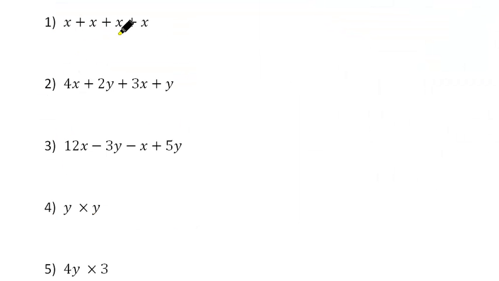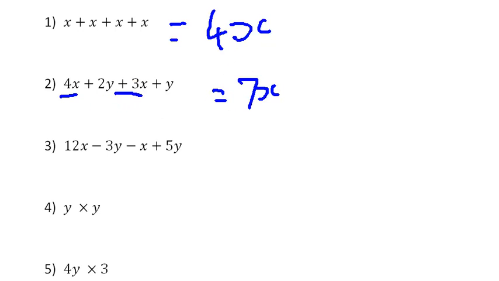Simplify the following: x plus x plus x plus x. Well, there's 4 x's, aren't there? So it's simply 4x. Over here we've got 4x and we've got plus 3y. So 4x plus 3y equals 7x. And then we also have plus 2y plus y. So 2 plus 1 makes 3y.